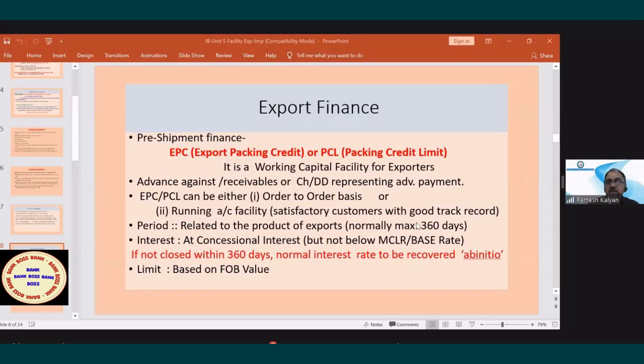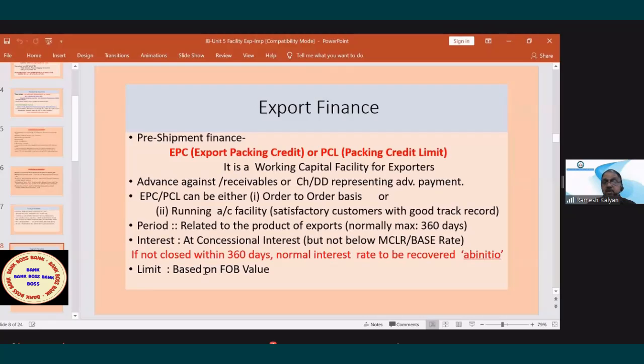The period depends upon the nature of the product. Maximum is 360 days, and normally it will be related to the products they are handling. The rate of interest is concessional, but it should not be below the MCLR or whatever the bank's rate is. These are all concessional rate of interest advances. Suppose a party takes 390 days instead of 360. Then we will charge the OD interest for the entire 390 days, not just for the extra 30 days.